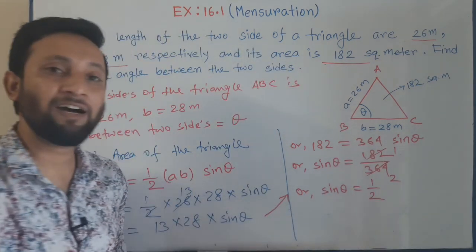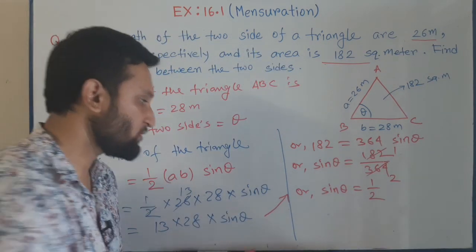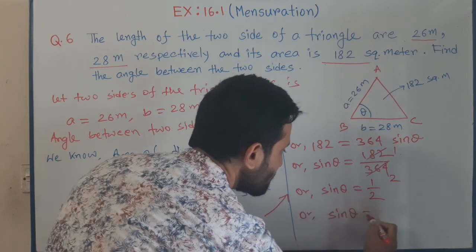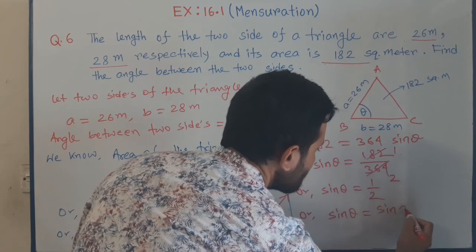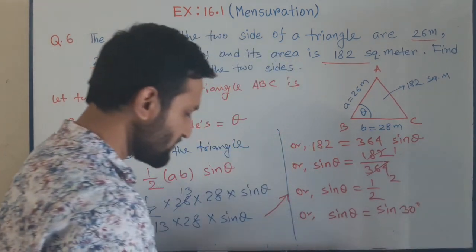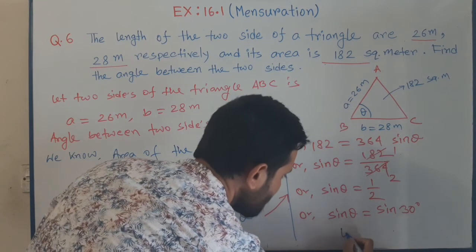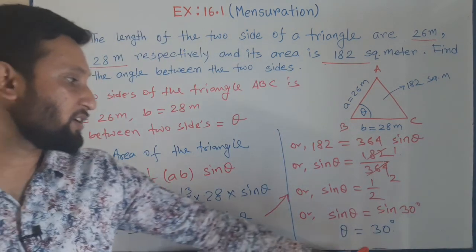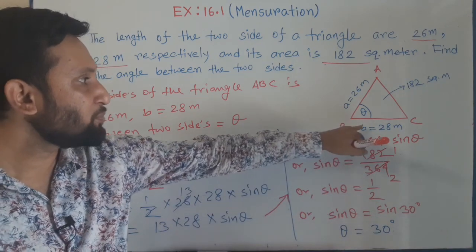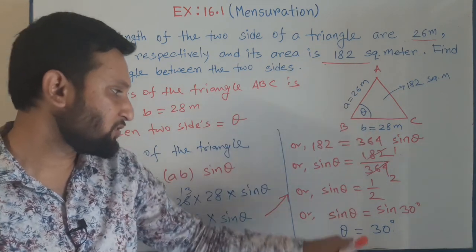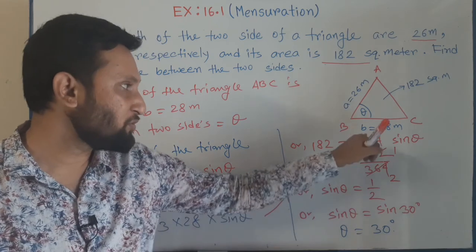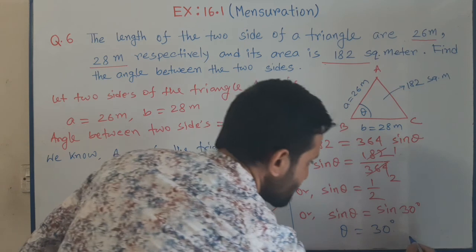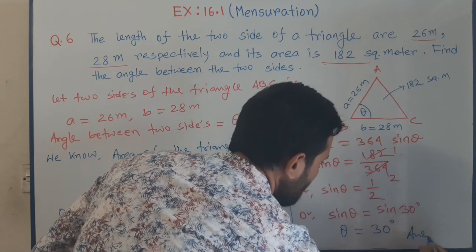We know the value of half is sin 30 degree. So we can write sin theta equal to sin 30 degree. That means the value of theta equals 30 degree. So this is our required solution. We have to identify the angle between these two sides, theta. So theta equals 30 degree. So the angle between these two adjacent sides is 30 degree. This is our required solution. I hope everybody is clear.